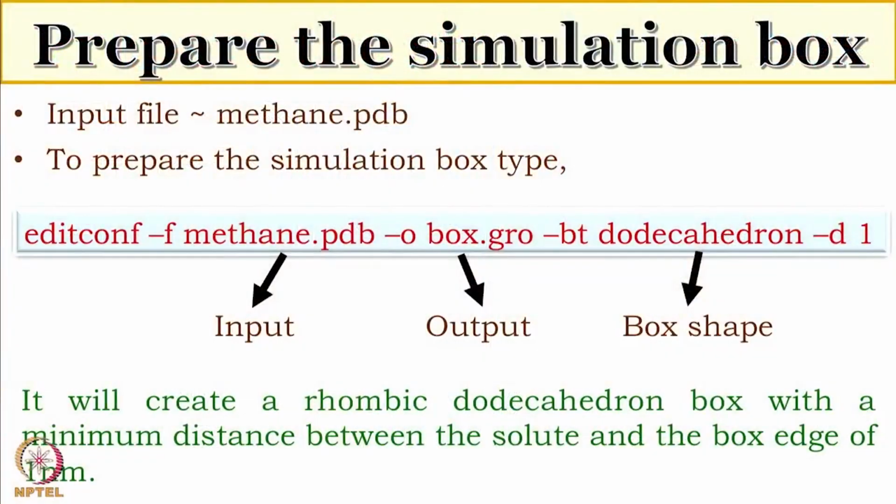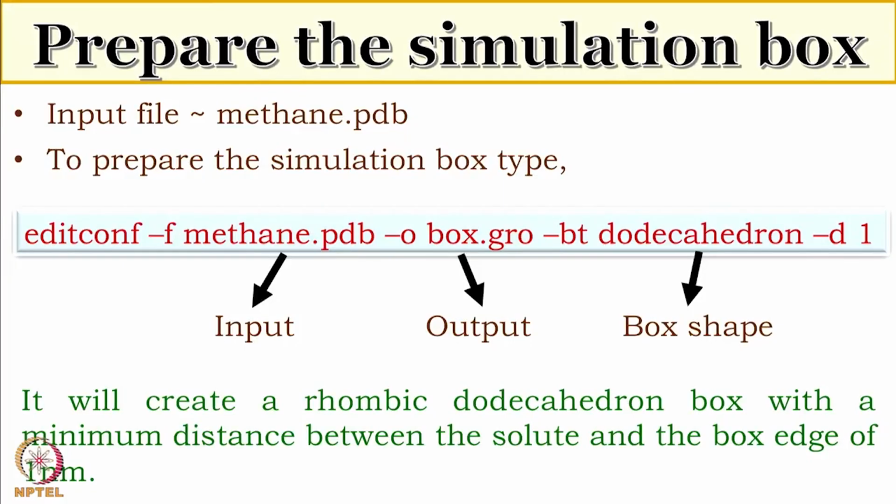So, this is a switching off, switching on procedure, and we will see how Gromacs enables you to do this. First, we have to prepare the simulation box. We want to calculate the free energy of hydration of methane. The input file that is required is methane.pdb. Now, we have the pdb file of methane.